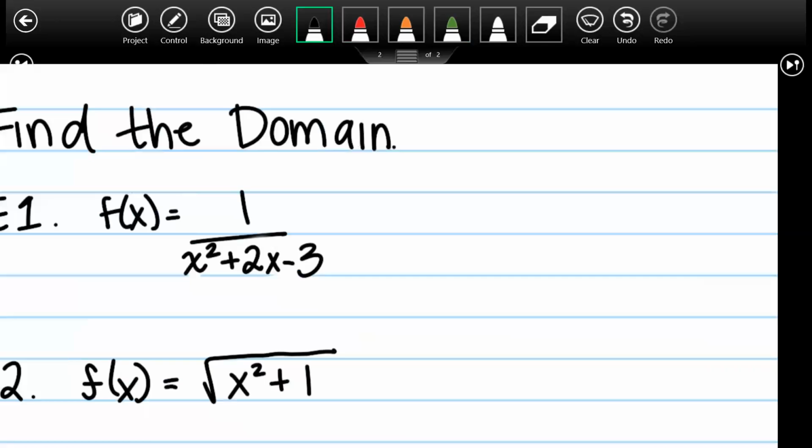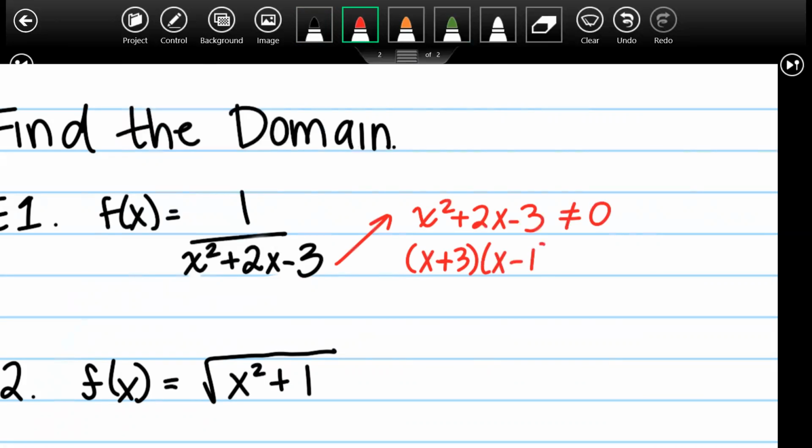Okay. For our first one here, is it a fraction? Absolutely. So we have to be able to say that this bottom part cannot equal what? So x squared plus 2x minus 3 cannot equal 0. Can we factor it? Our 2 factors are x plus 3 and x minus 1, which cannot equal 0. So that means x cannot be equal to -3, and x cannot be equal to 1. So this is going to be our restriction for this.